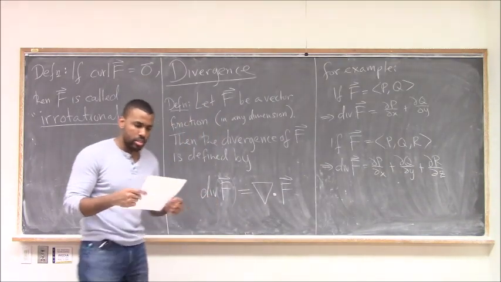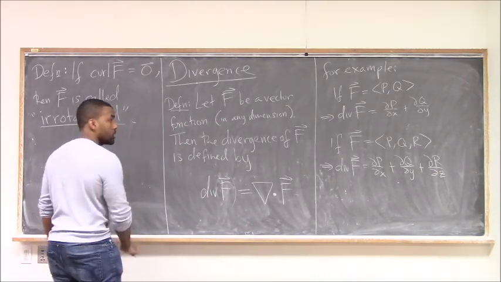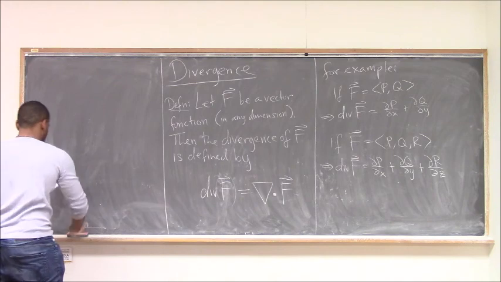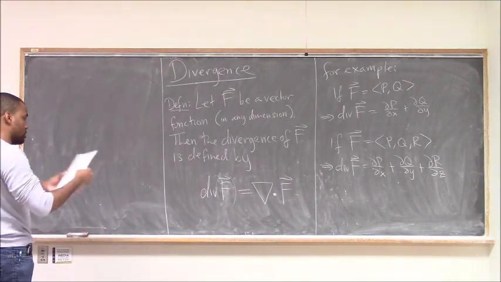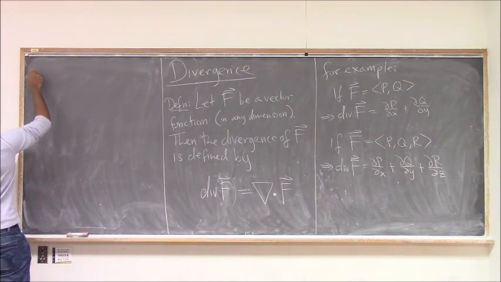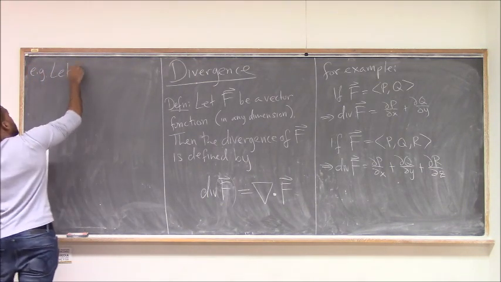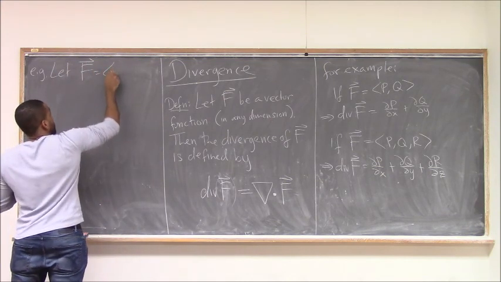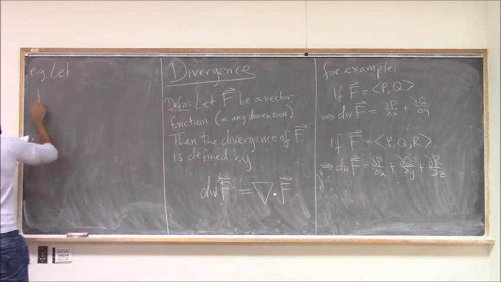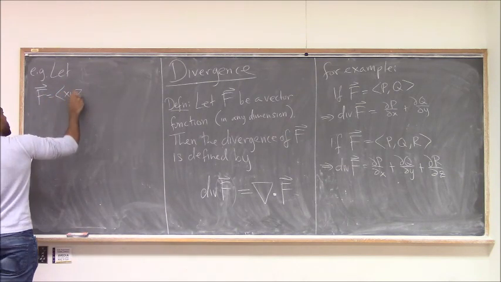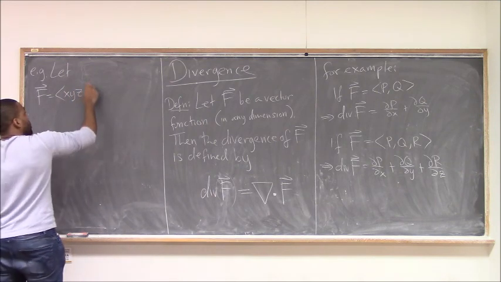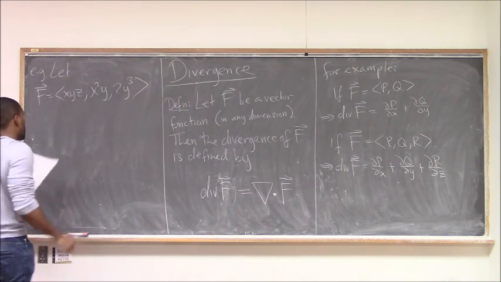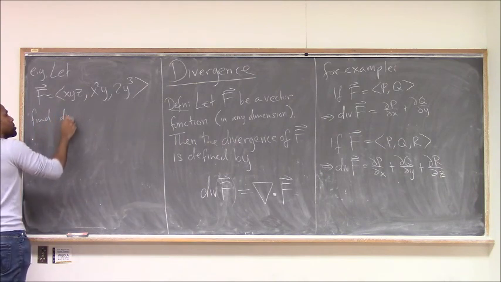So let's find the divergence of that same vector field we had last time. Let f equal (xyz, x squared y, 2y cubed). Find the divergence of that.